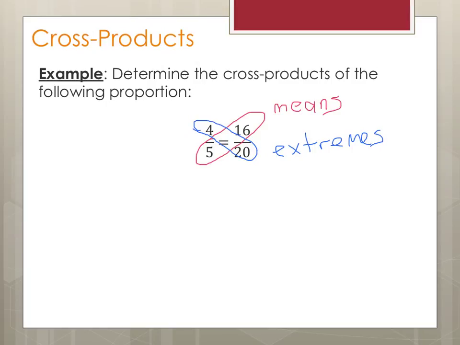So cross products should always be equal to one another for true proportions. So let's find the cross product of the means here. If we cross multiply the 5 times 16, that's our first cross product, the means, we get 80. And if we find the second cross product here, 4 times 20, we get 80 as well. So we know that this is a true proportion. So for a proportion to be true, their cross products, or the means and the extremes, the products of the means and the products of extremes, should be equal. And in this case, they certainly are.